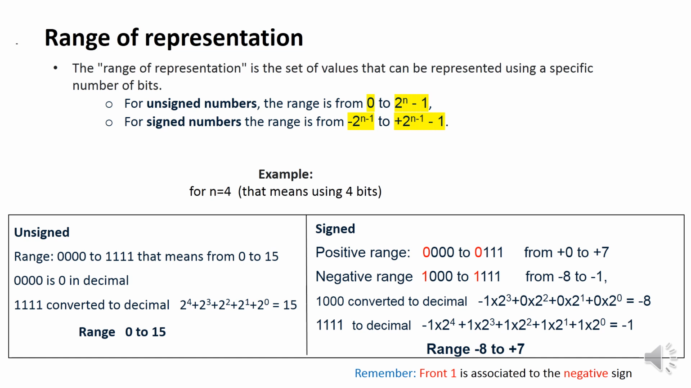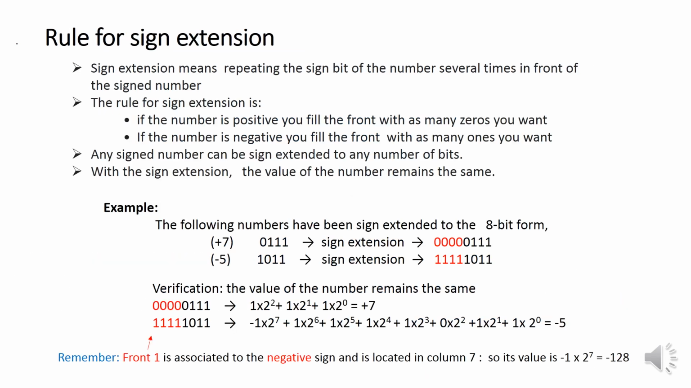Let's see now the rule for sign extension. As we explained in the previous video, in a system of n bits, the number of bits you may require to represent the result of a multiplication is 2 times n. Example, if you are using 5 bits, the product result of two numbers of 5 bits will need 10 bits.